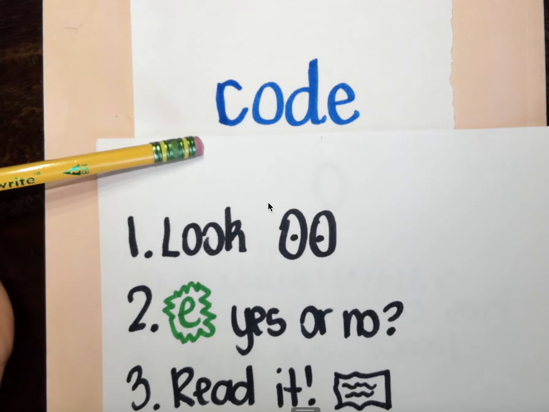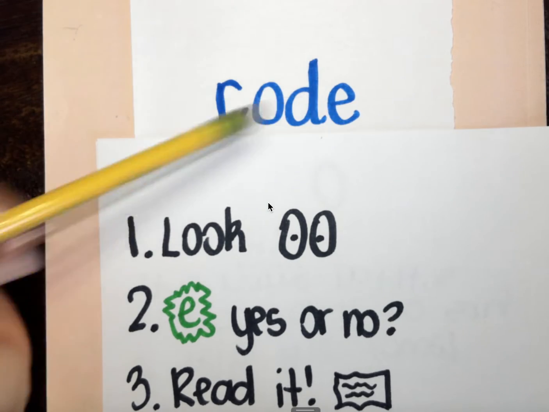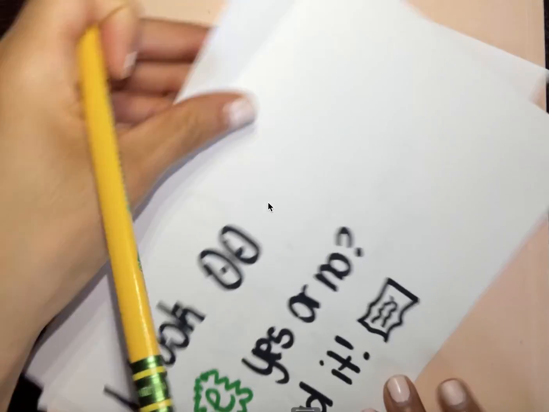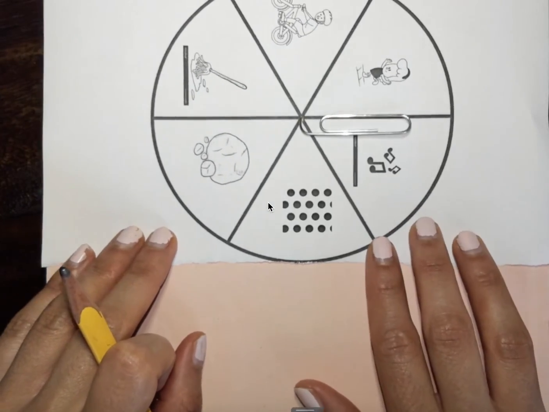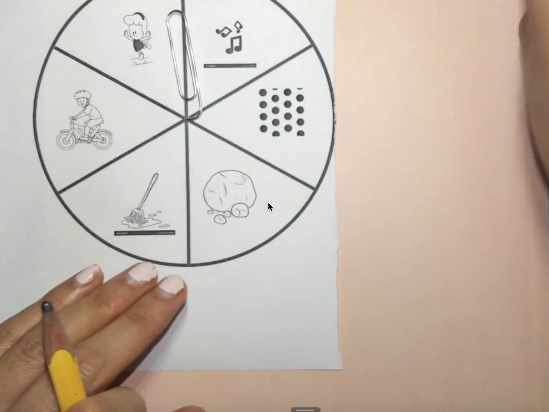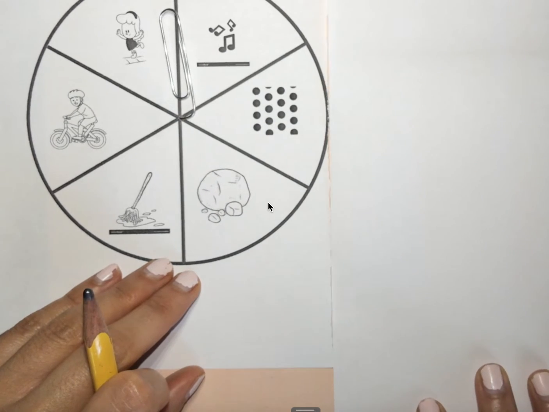Sometimes in our words, sometimes letters will be silent, like the E, where you don't hear it. Now that we practice reading the words, we are going to practice writing the words. So what I have here is a spinner, and I'm going to turn my spinner. I'm going to spin a word. Whatever I spin, I have to write it.